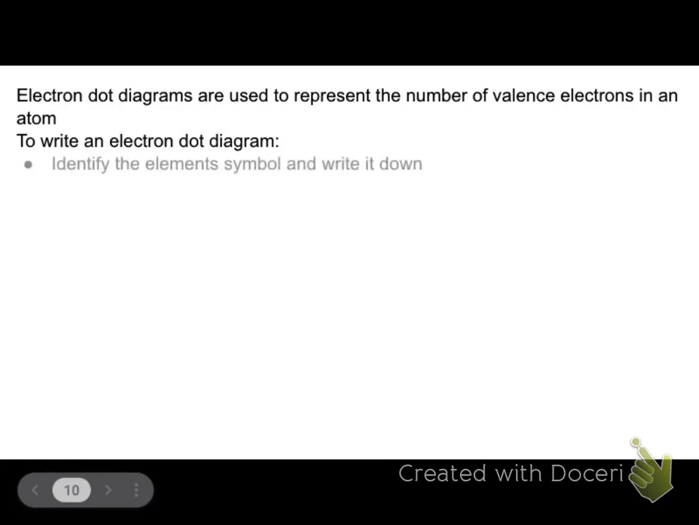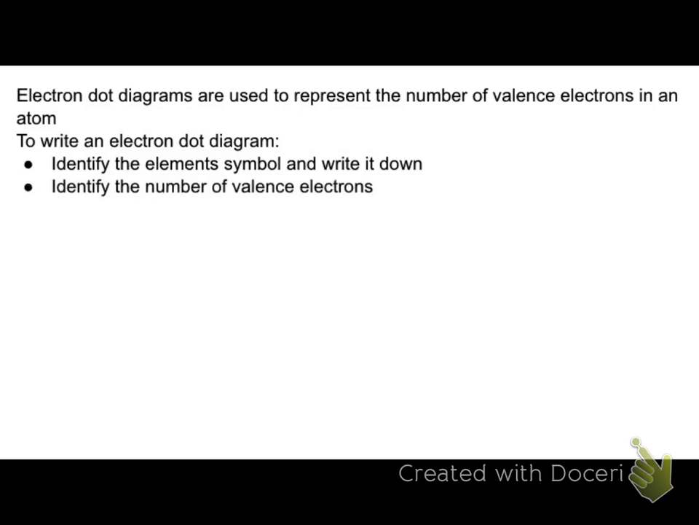Electron dot diagrams are something that we use to represent the number of valence electrons that are in an atom. It's a visual representation. To write an electron dot diagram, you're going to follow the following rules. Step 1, identify the element, get its symbol, and write that symbol down. So you'll look at the periodic table. The symbols are the big bold letters, 1 or 2 letters maximum.